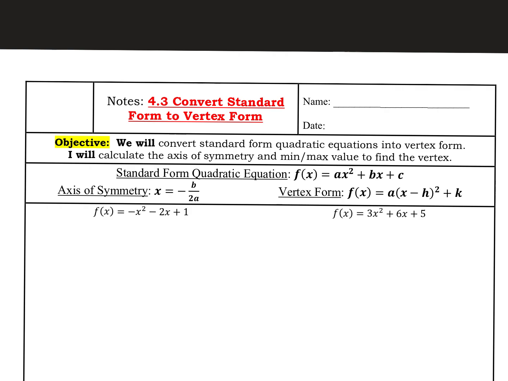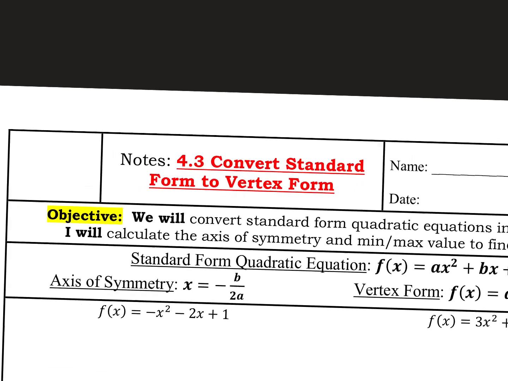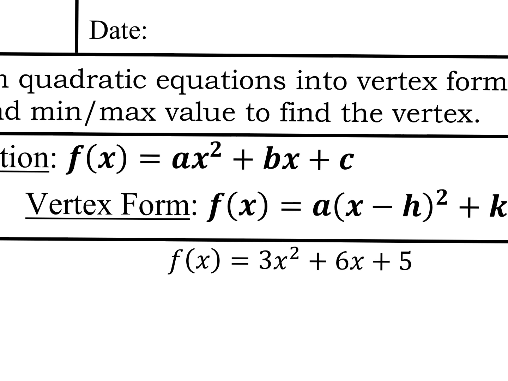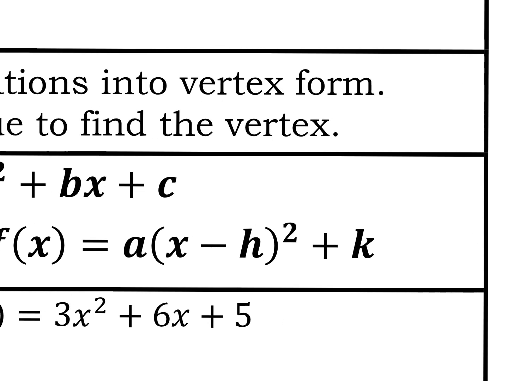Hey math fans, welcome to the video over converting standard form quadratic equations into vertex form. Okay, so what we're going to do is we're going to have an equation that looks something like this. This is standard form, ax squared plus bx plus c, and then we're going to convert it into looking like this in vertex form.